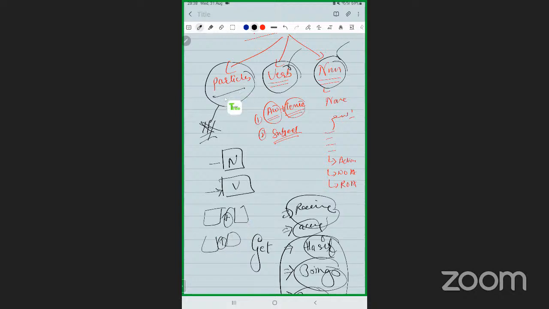Particles are most of the time one character, two characters, maximum three characters. Their spelling will contain one alphabet, two alphabets, or maximum three alphabets. They will not be longer than this, except for a few; don't catch me on this one. They are always very, very small, hence the name particles.